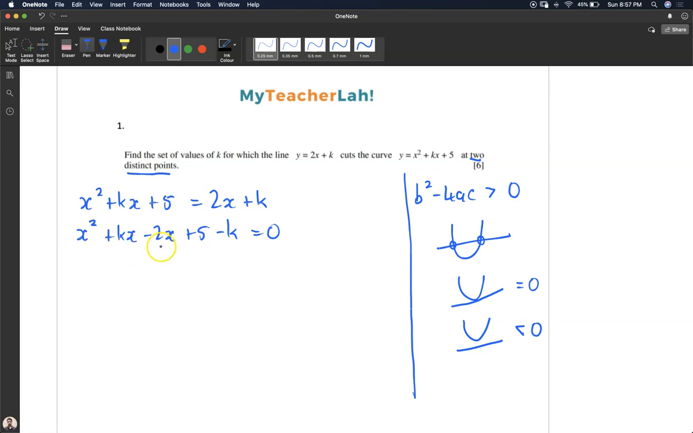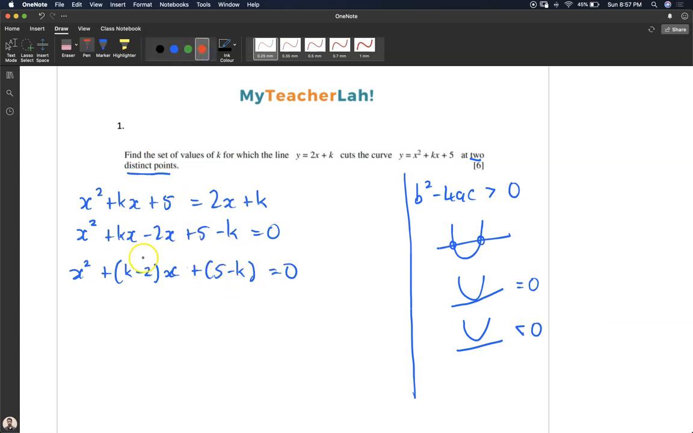Now the next step that we need to do is to factorize this so that it's easier for us to imagine. Plus k minus 2, so it's easy for me to now look at the coefficient of x. Plus 5 minus k. Just put it in brackets to make sure that I take the entire thing.